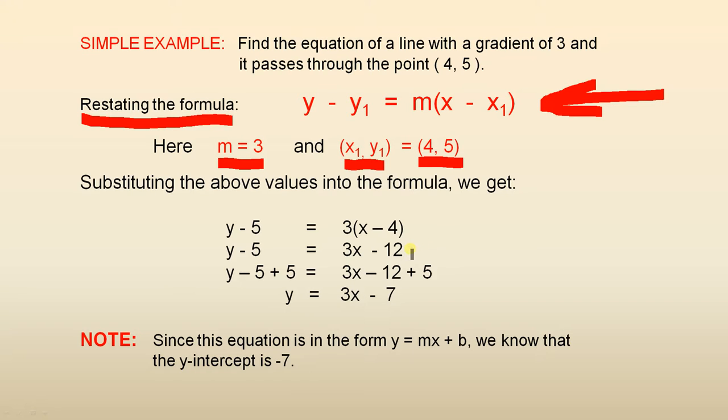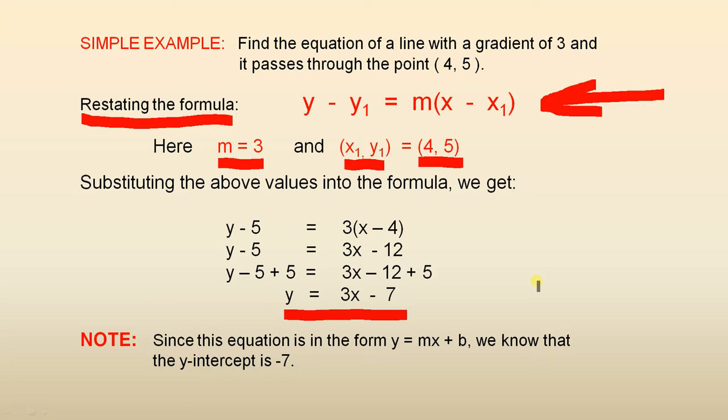Now, in order to simplify this part of the equation, we come down to this line and we add 5 to both sides. Now remember, to keep the equation balanced, whatever we do to one side, we have to do to the other. So y minus 5 plus 5 equals 3x minus 12 plus 5. So y equals 3x minus 7, and that's the equation of the line.